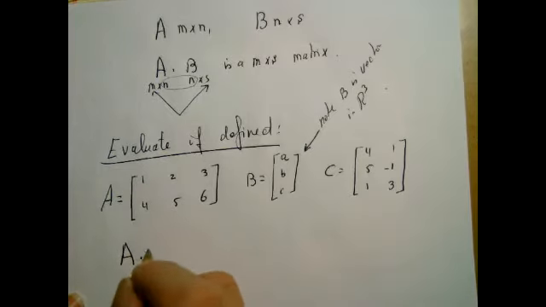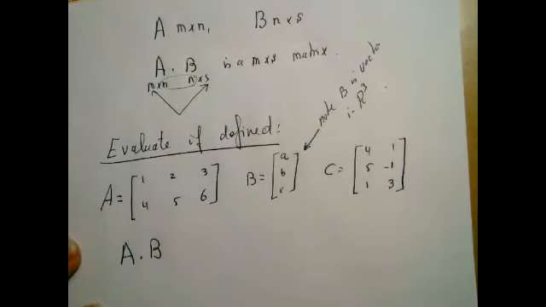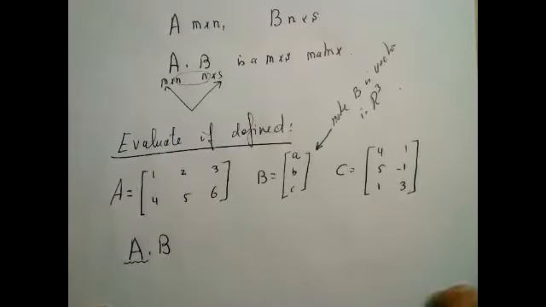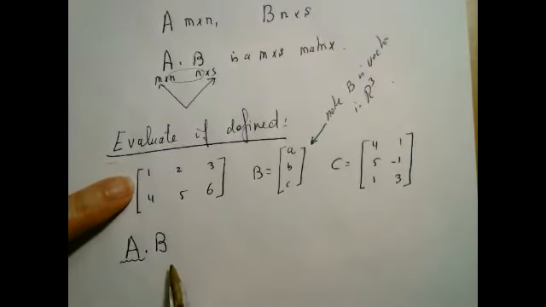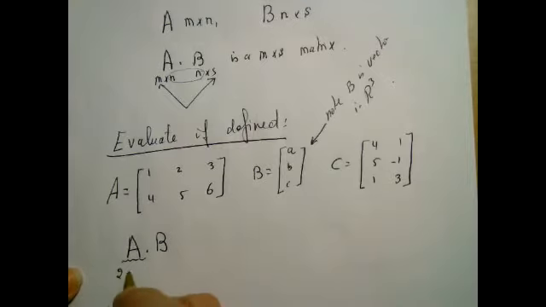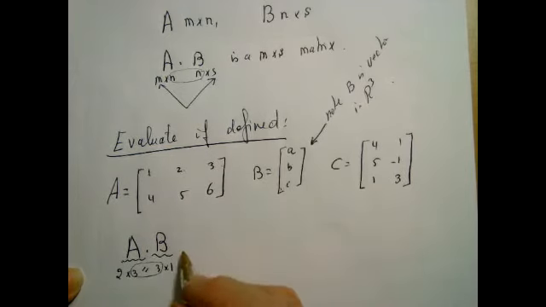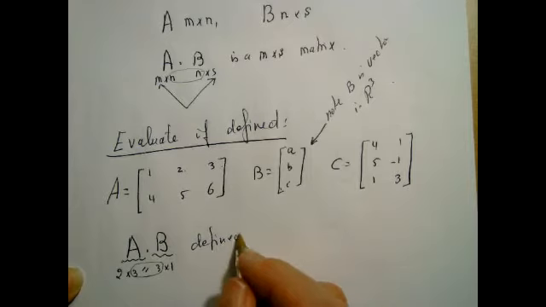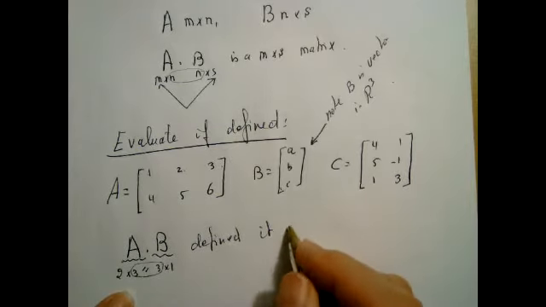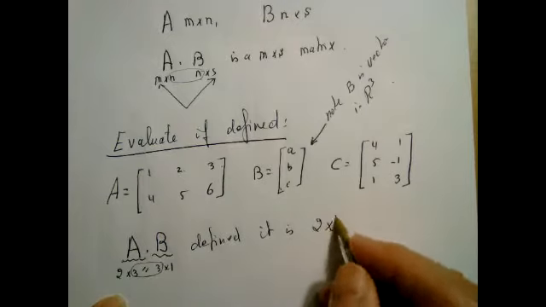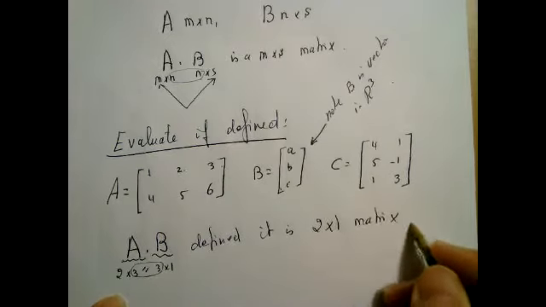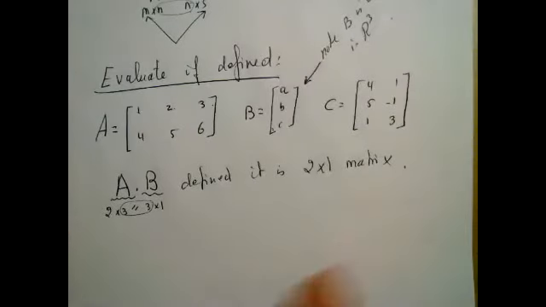A times B. Defined or not defined? What do you think? Quickly. Defined. All right, let's see if Matthew is correct. A is 2 by 3 and B is 3 by 1. Those are equal, so the number of rows and columns corresponds. So this is defined. And actually, it's not only that. I know what size matrix I should get, and it's going to be a 2 by 1 matrix. That's very helpful because I know what I should get when I multiply them.